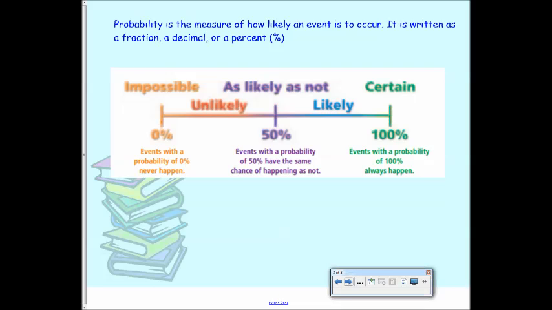So probability is just the measure of how likely an event is to occur. We call this a spectrum, and a spectrum just means what? Like a line. Okay, and what happens along that line? Things happen. Yeah, things happen. If something occurs on a spectrum, that means it occurs along the line.